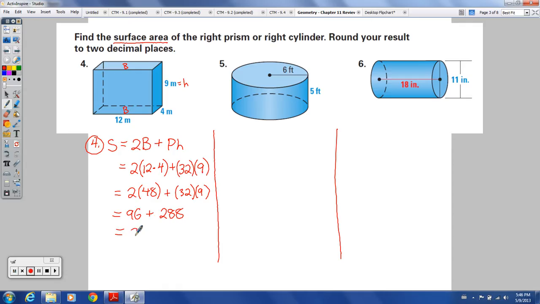This would be 4 less than that, so it should be 384 for my final answer. This is in meters, and it's an area. Surface area is going to be in meters squared.